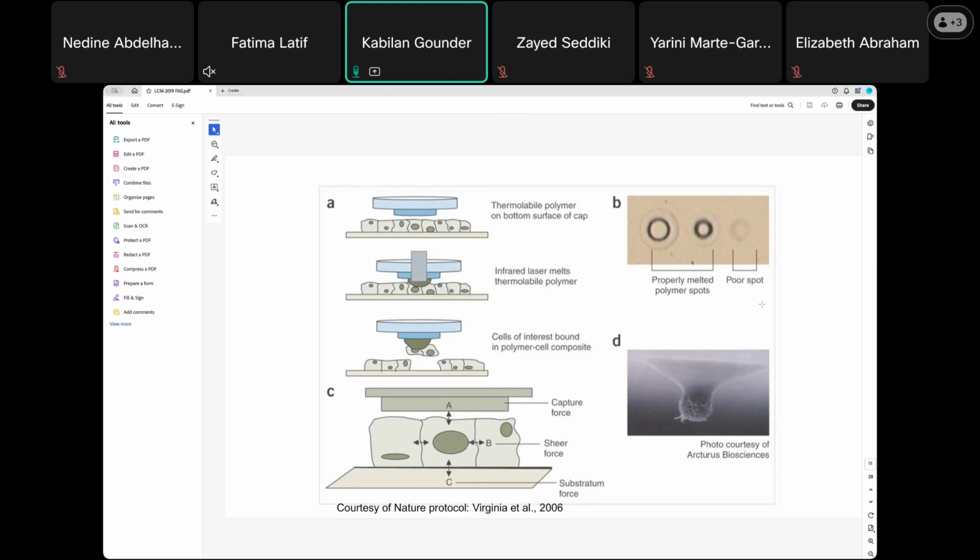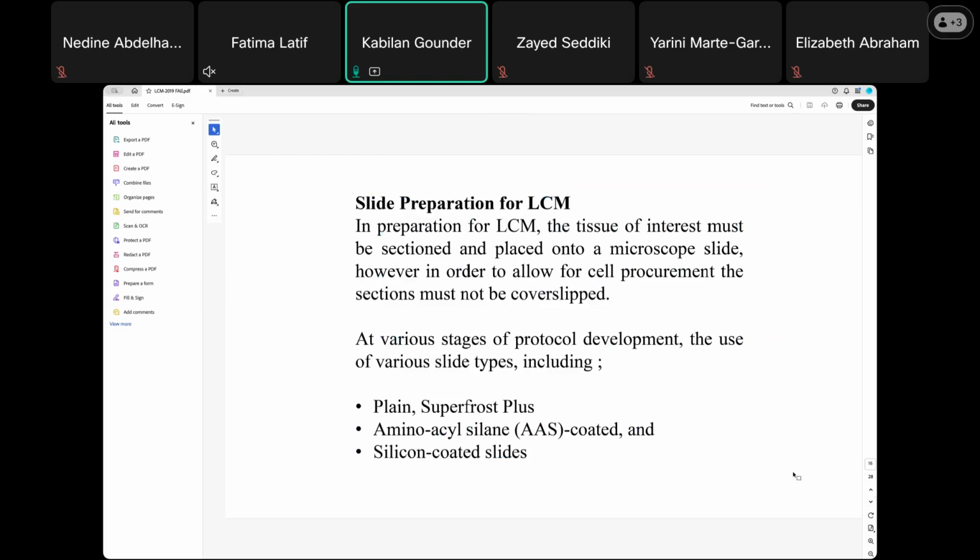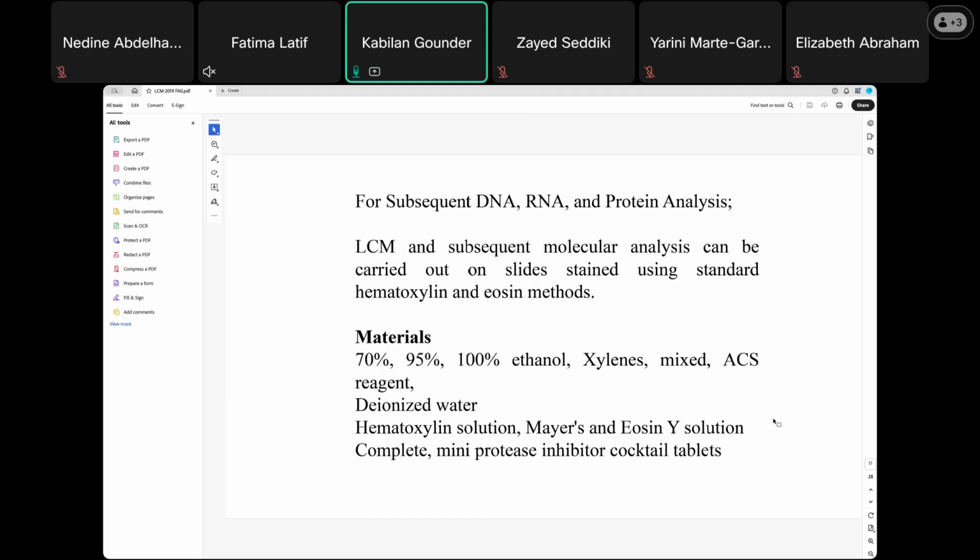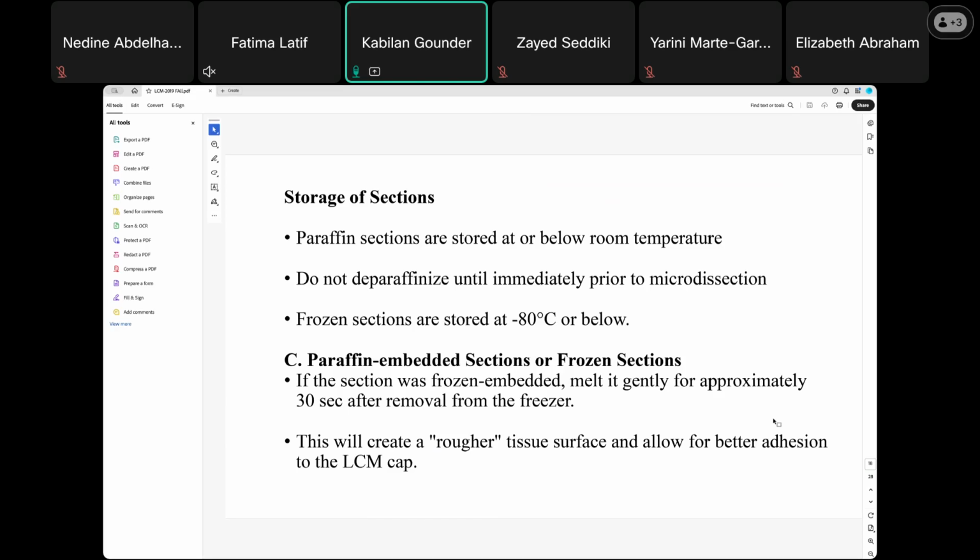So the next is the slides. We can use either a frozen tissue section or a paraffin section. Based on that, we can use Superfrost Plus if you are using a frozen section, or you can use amino acid, silane or silicon coated slides, so that the sectioned cells are attached firmly to the slides. And then the chemicals we need, we already discussed in fluorescence microscopy and bright field microscopy.